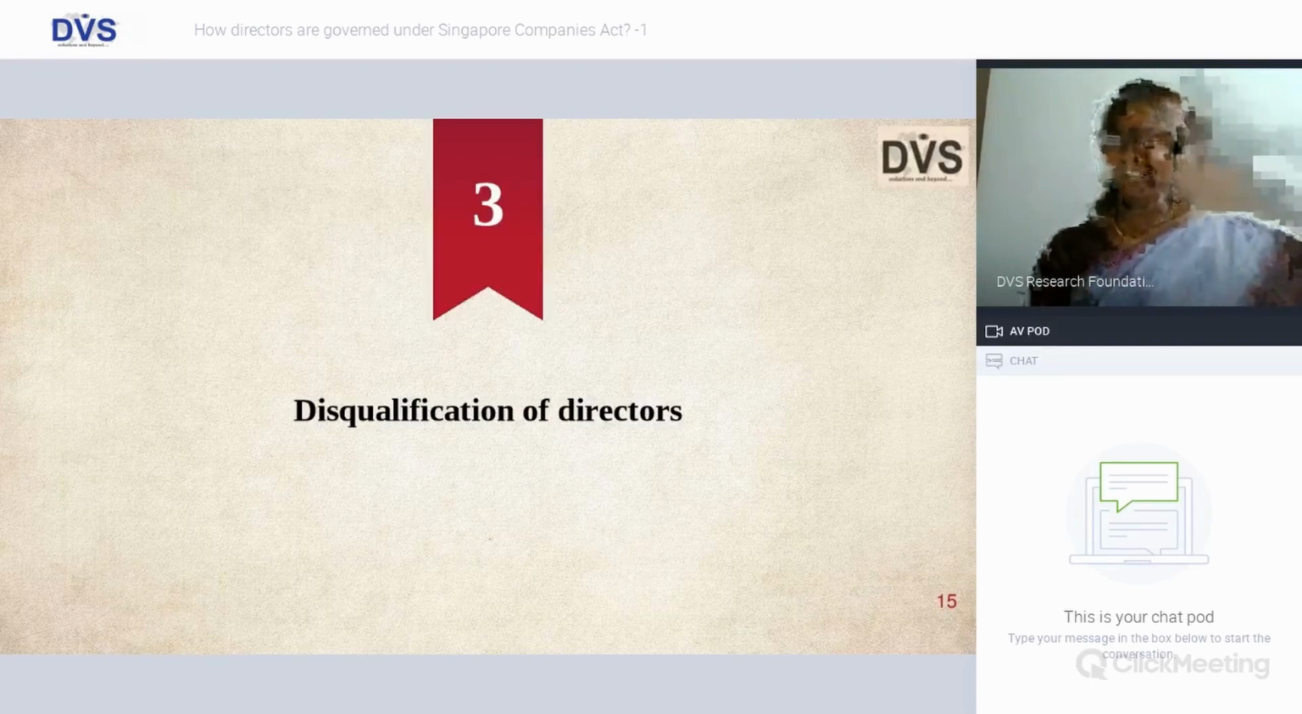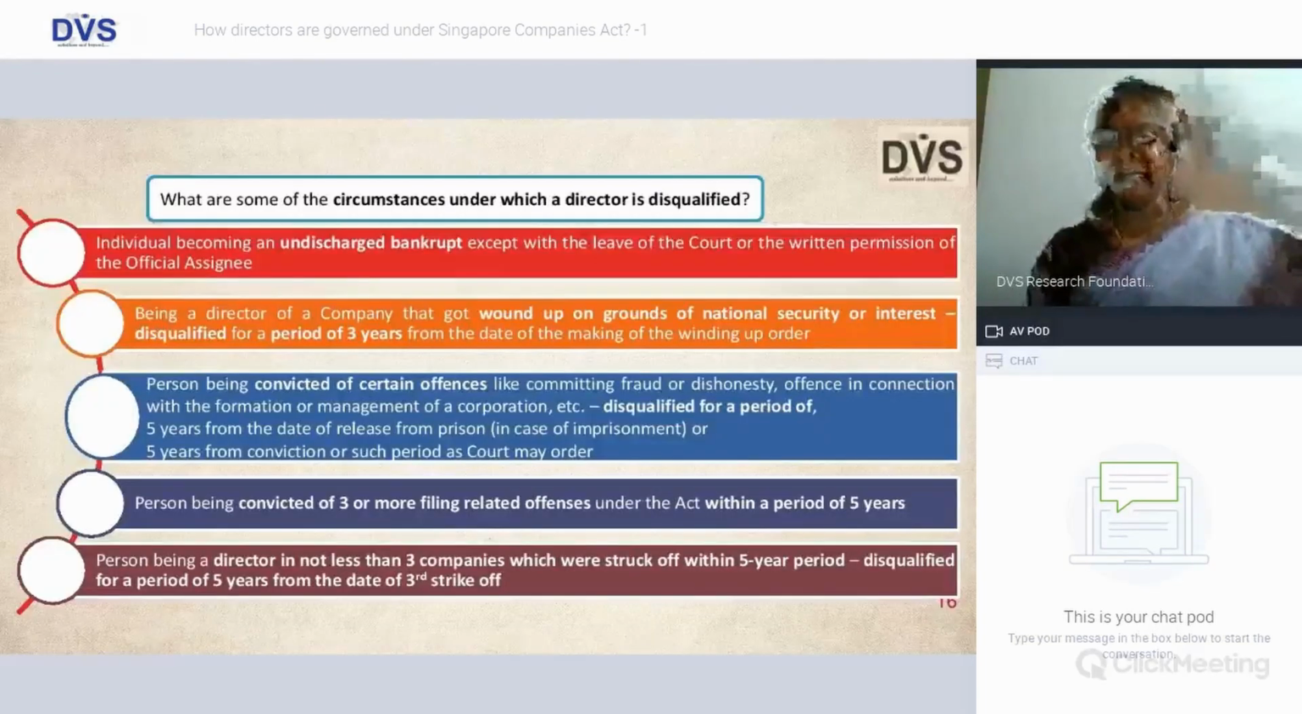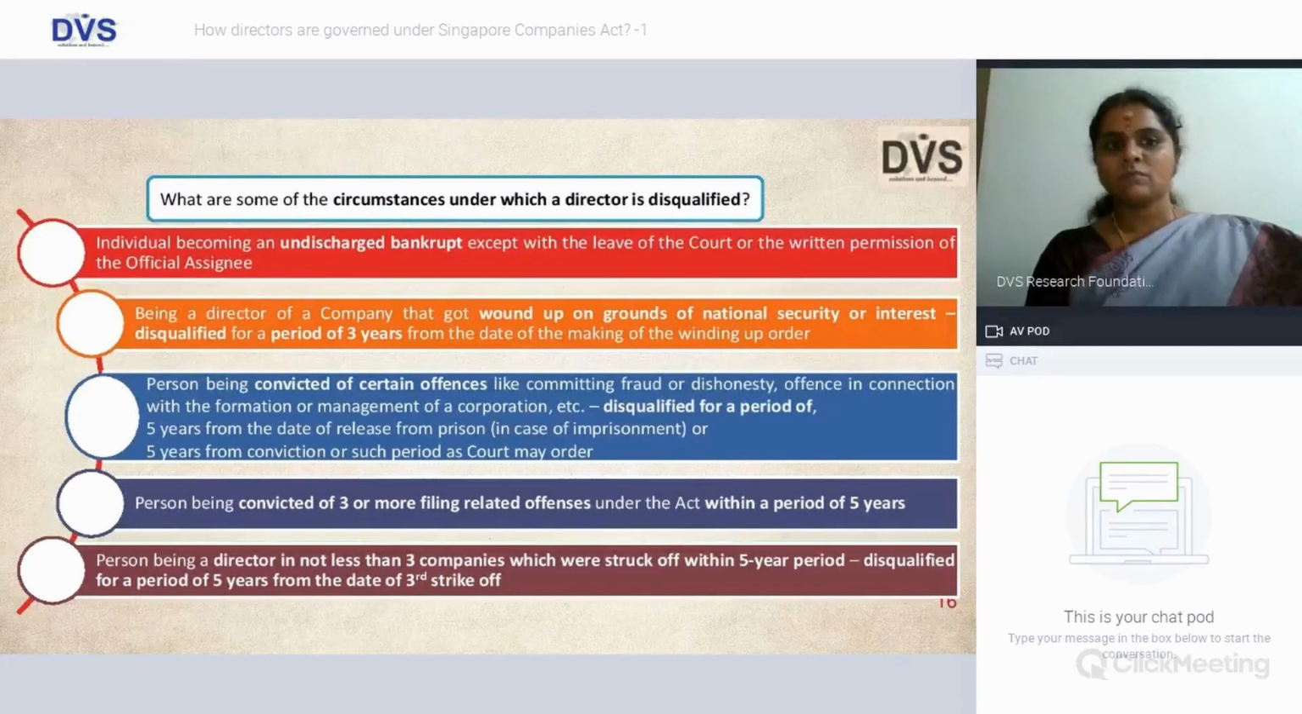Now let's see the provisions relating to disqualification of directors and debarment of directors. An individual, when he is declared as an undischarged insolvent, the exception being with the leave of the court, with the permission of the court, or a written permission by the official assignee, except in those cases if he is an undischarged bankrupt, then he is disqualified to become a director.